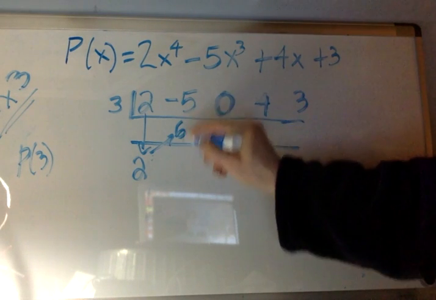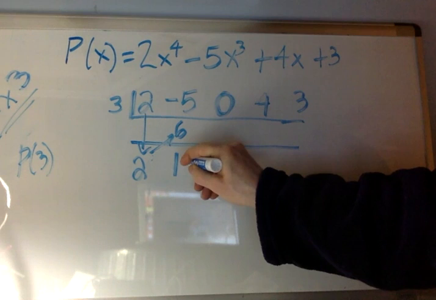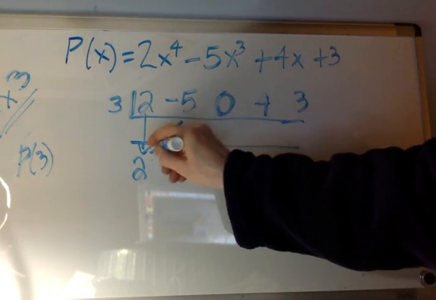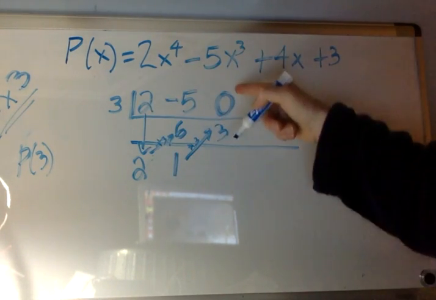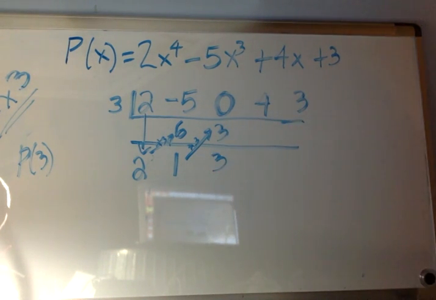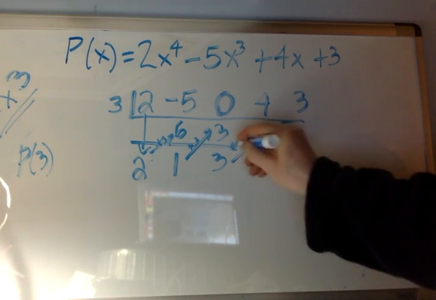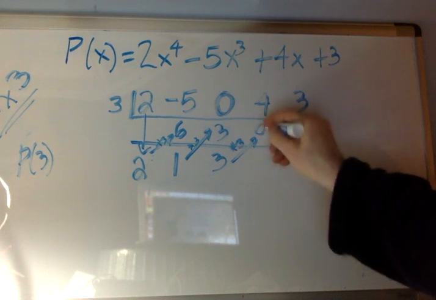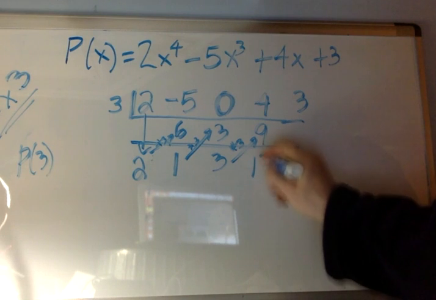When I add negative 5 and 6, I get 1. And that number now gets multiplied by 3. Everything here gets multiplied by 3. And 1 times 3 would give me 3. And then I add on the way down. 0 plus 3 is 3. Now this number gets multiplied by 3. 3 times 3 is 9. Put it here. And add on the way down. 4 and 9 gives me 13.